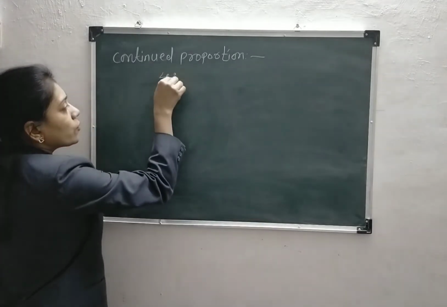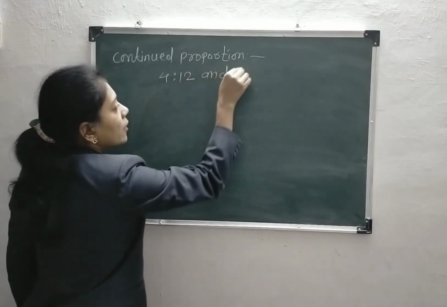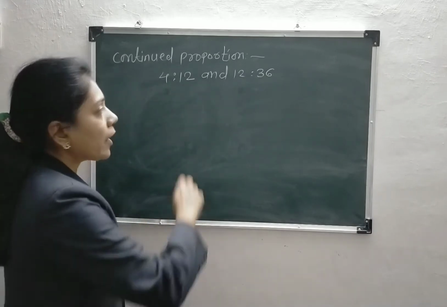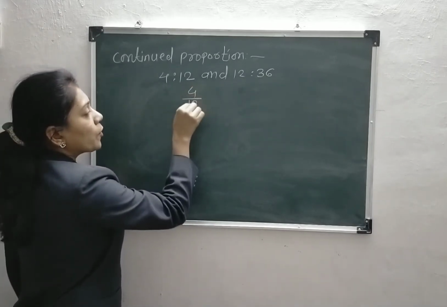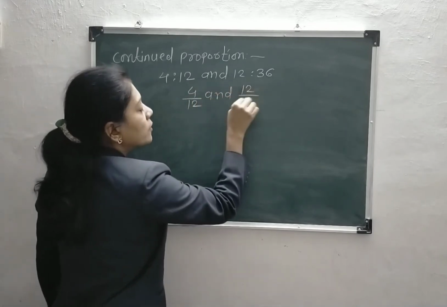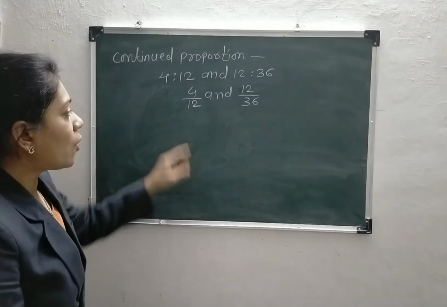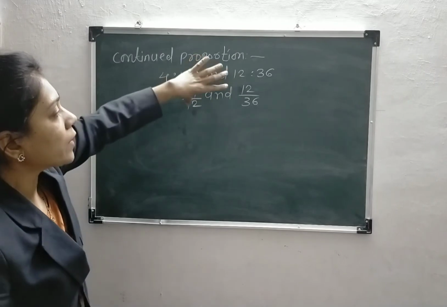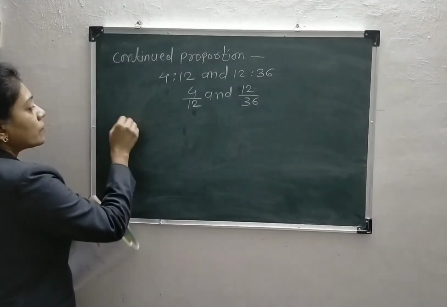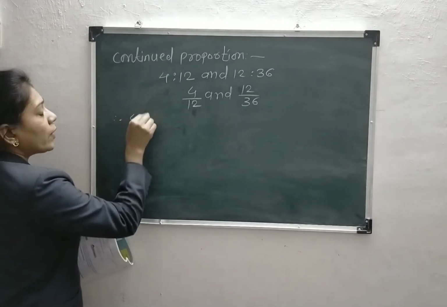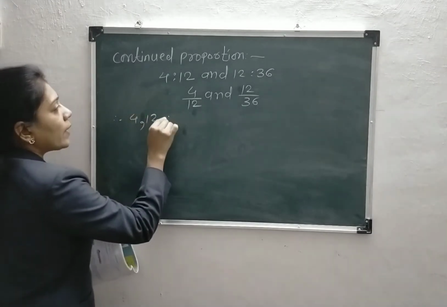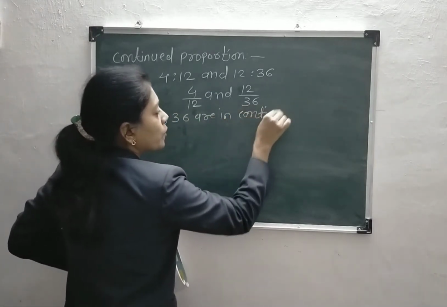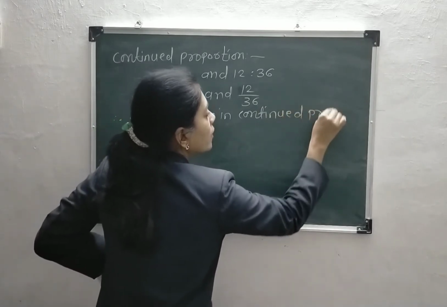Suppose 4 is to 12 and 12 is to 36. They are equal ratios: 4 upon 12 and 12 upon 36. The successor of the first ratio and the predecessor of the second ratio are both equal. So we say that 4, 12, 36 are in continued proportion.